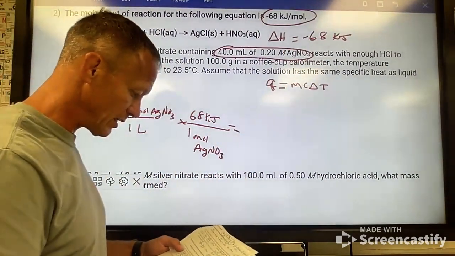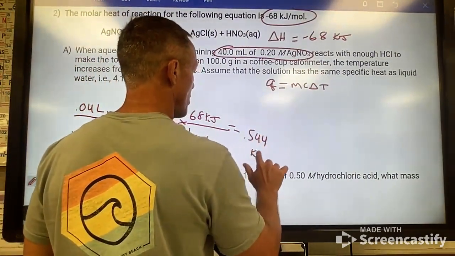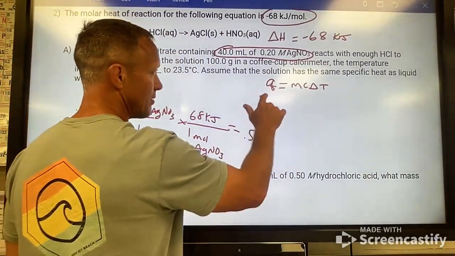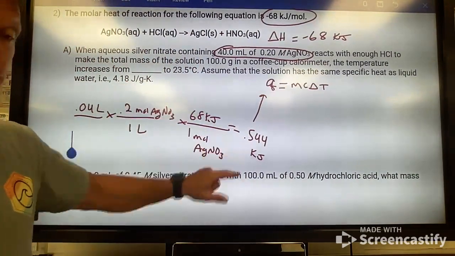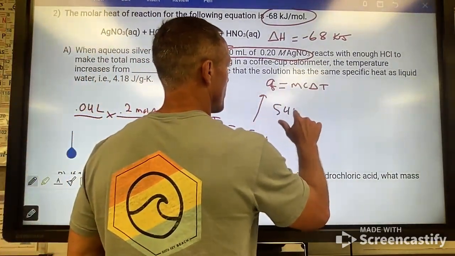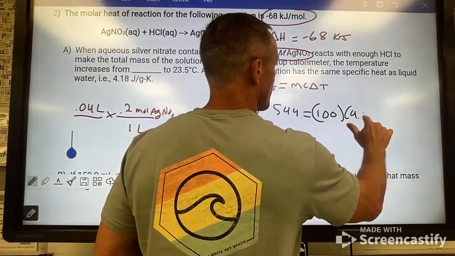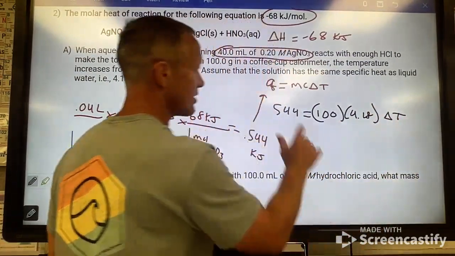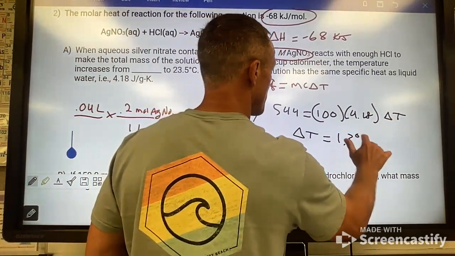That is 0.544 kilojoules. So now we can plug that in there. But remember, specific heat is in joules. So let's put this into joules, it'll be 544 joules. So we go 544 equals the mass of the solution is 100, specific heat is 4.18, and let's just go, what is the change in temperature? So take this divided by these two things, and your change in temperature is 1.3 degrees Celsius.